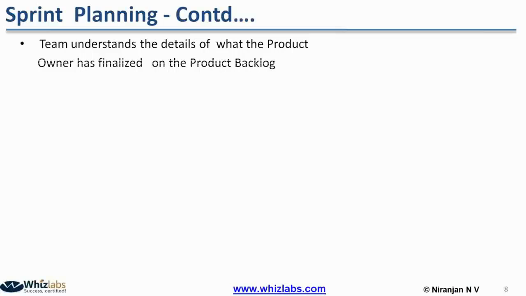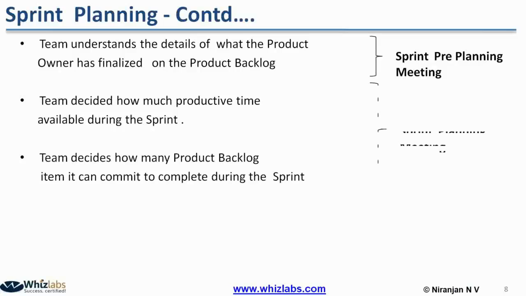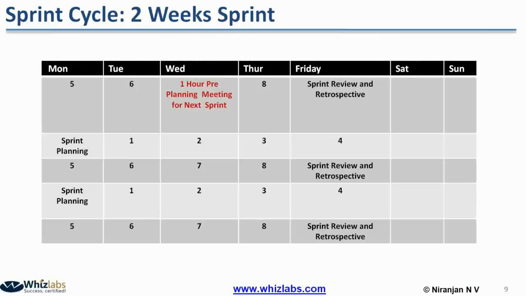First, how the team understands the details of the product backlog which the product owner has finalized. This is normally discussed in the sprint pre-planning meeting. I'm going to tell you when this sprint pre-planning meeting is going to be held. The other 2 parts of the planning meeting are held on the sprint planning meeting day, which is the first day of the sprint.